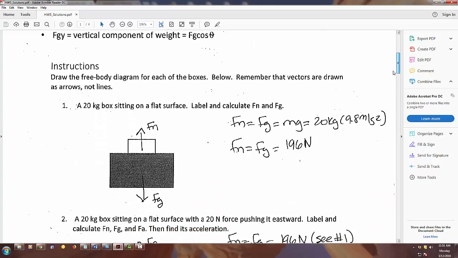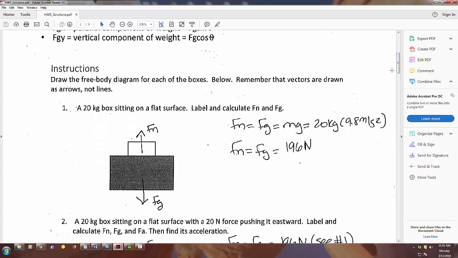I think the biggest consistent problem you guys are having is you don't know what the normal force is. The normal force by definition is the force of the surface acting up against the object that's on it. And it's always perpendicular to the surface, and that's why it is called the normal force, because normal means perpendicular.